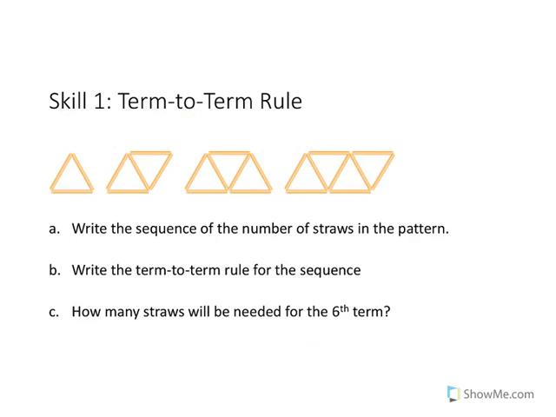In this next example, we have a visual example. Part A is write the sequence of the number of straws in the pattern. So you have to count the straws. In this case, there are 3 straws. B, write the term-to-term rule for the sequence. And remember, you have to start at something and do something each time. And in C, how many straws will be needed for the 6th term? At this time, pause.